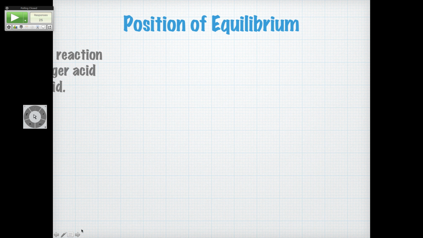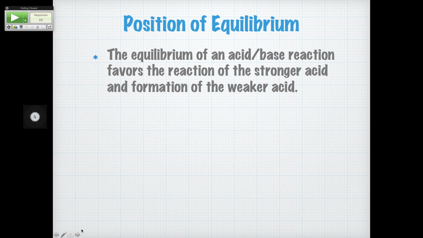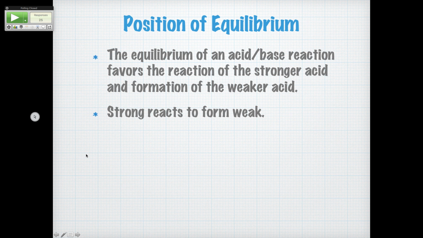Okay, now, we alluded to the position of equilibrium, but we hadn't really talked about it yet. The equilibrium of an acid-base reaction favors the reaction of the stronger acid and formation of the weaker acid. Okay? Stronger to weaker. So strong reacts to form weak. Beating up on the weak guys. Compare the pKa values to decide.